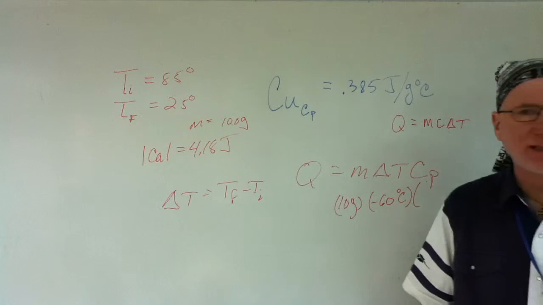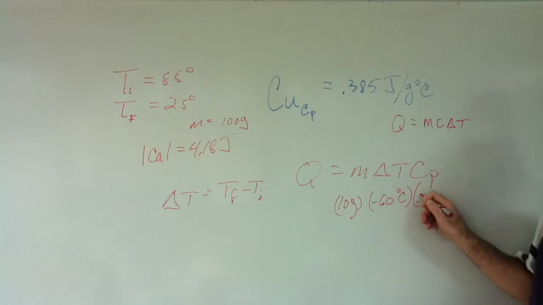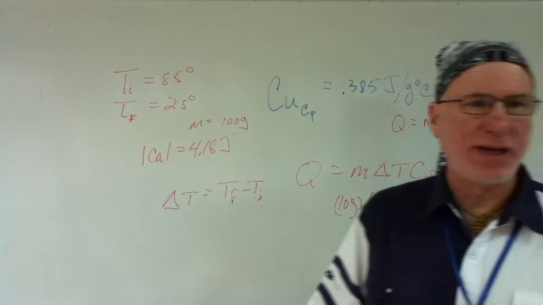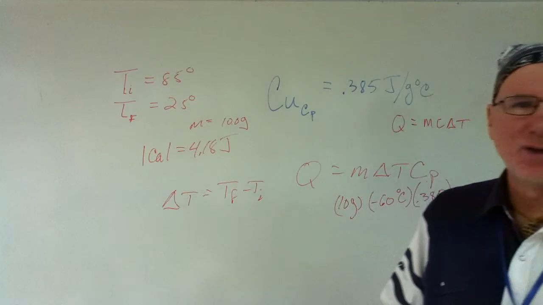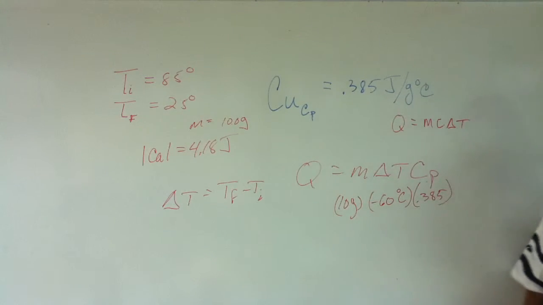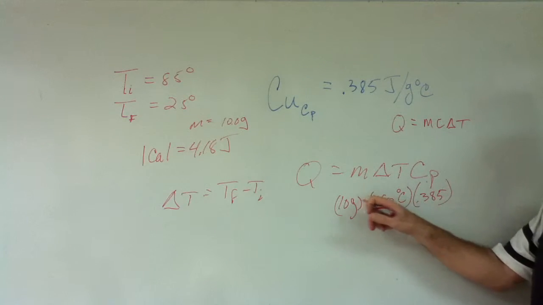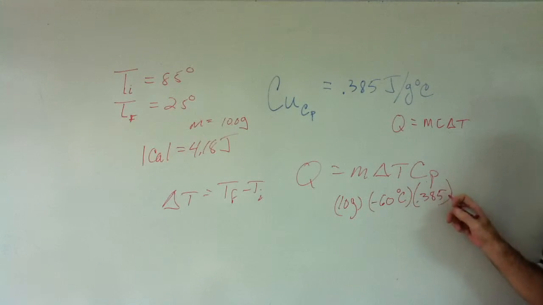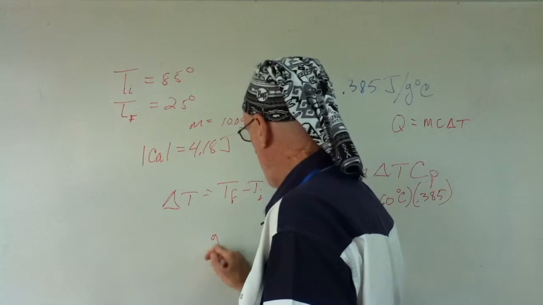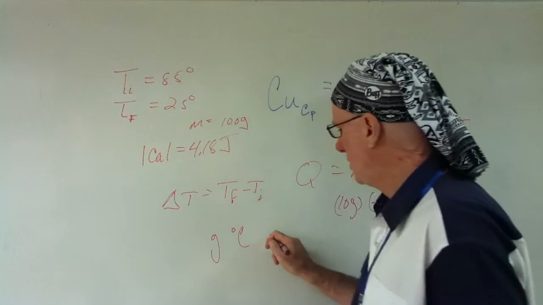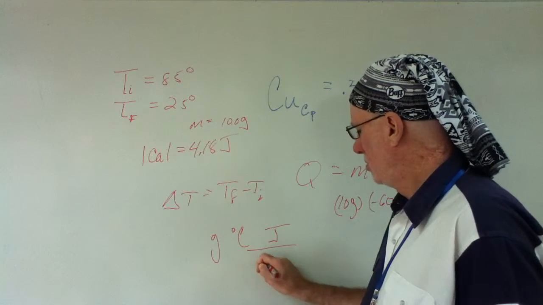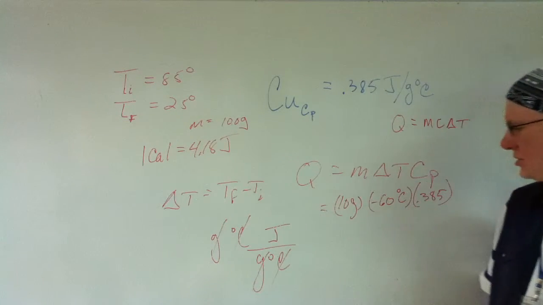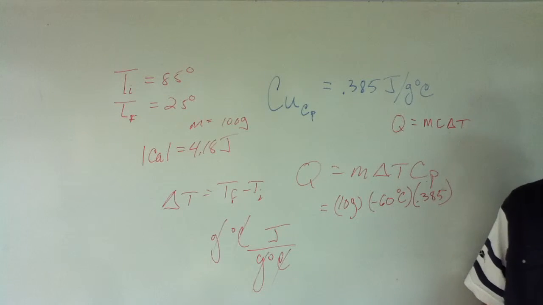And then the specific heat capacity, which is what? 0.385. Just make sure that everything is the way it should be, and then you can leave off the unit labels. Unit labels for specific heat capacity are a little annoying, but you can see that it's going to be grams, degree C, and then it will be joules per. So in other words, it's going to be grams, degree Celsius, joules, grams, degree Celsius, that cancels, and you're left with joules. So what's the answer? 10 times 60 times 0.385.